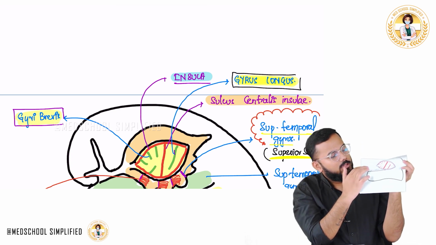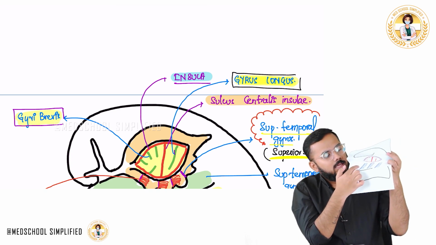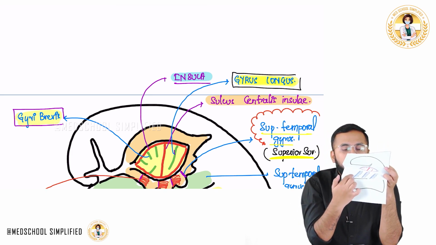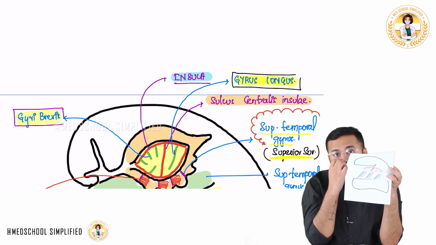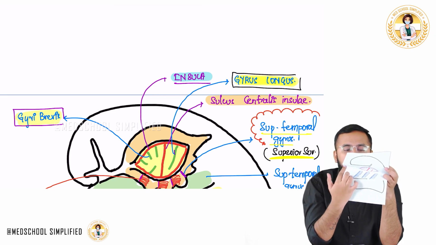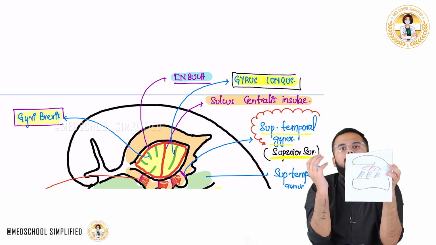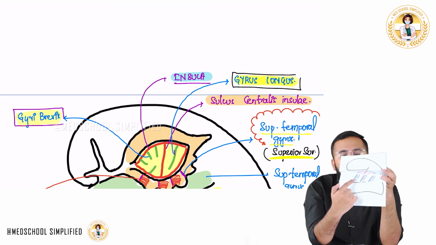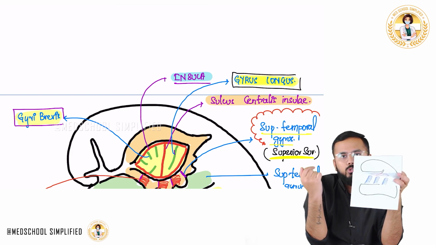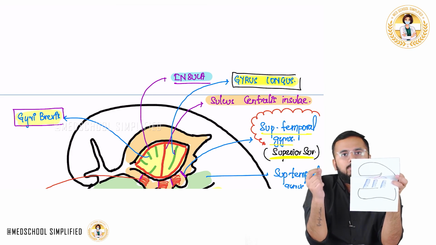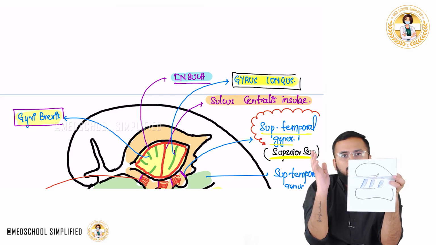Now on the superior surface, you can see three important things. These are called gyri, and these gyri are transverse, so they are called transverse temporal gyri. If I ask you how many transverse temporal gyri are there, what will you tell? Three. What are those three? This is called anterior, this is called middle, this is called posterior. So anterior transverse temporal gyrus, middle transverse temporal gyrus, posterior transverse temporal gyrus.